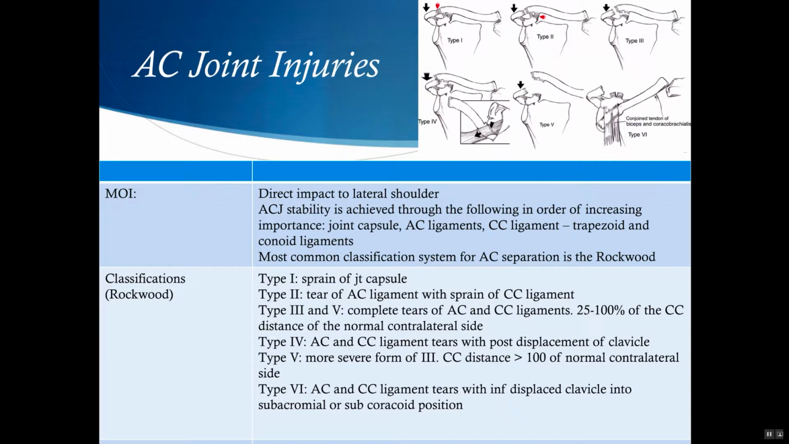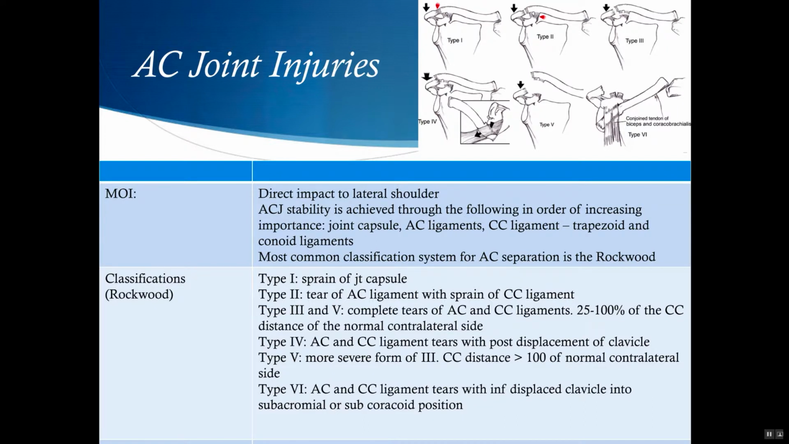Next, we'll talk about AC joint injuries, more specifically AC joint separation, which typically occurs through direct impact to the lateral shoulder or the dorsum of the shoulder. The stability of the AC joint is achieved through the following structures in order of increasing importance. We'll start with the joint capsule, followed by the AC ligaments, and the coracoclavicular ligaments, which are the trapezoid and the conoid ligaments.